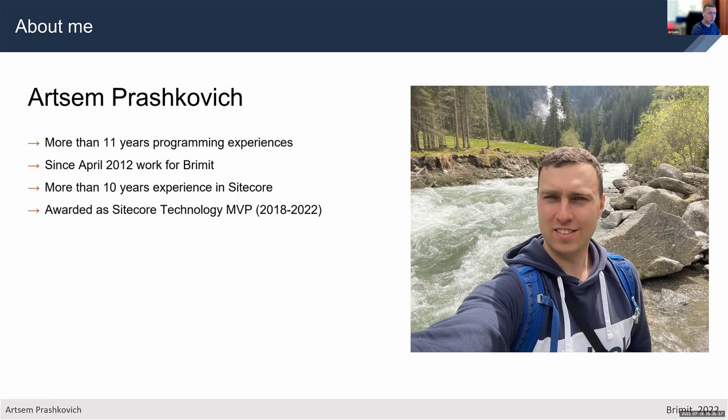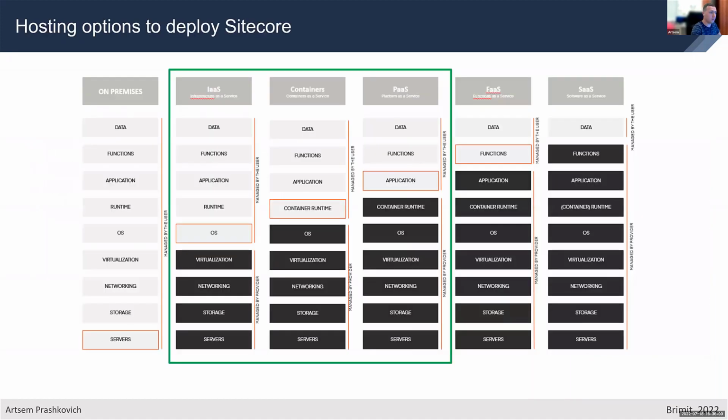And I think we are ready to start the main part of the presentation. The first slide is about the options that we have to run a Sitecore instance in Azure, as well as on-premise. In the light rectangles, we have the infrastructure parts that we are responsible for as a developer, as a solution owner. And in the dark rectangles, we have the parts that the provider is responsible for.